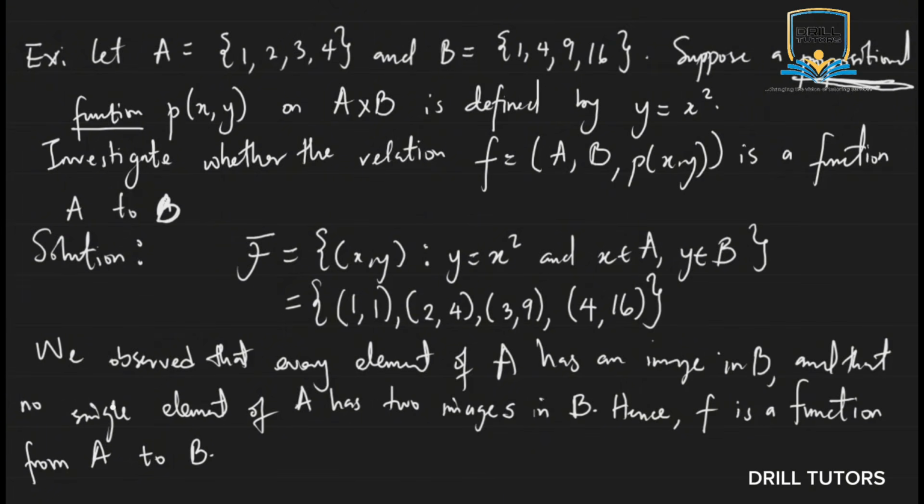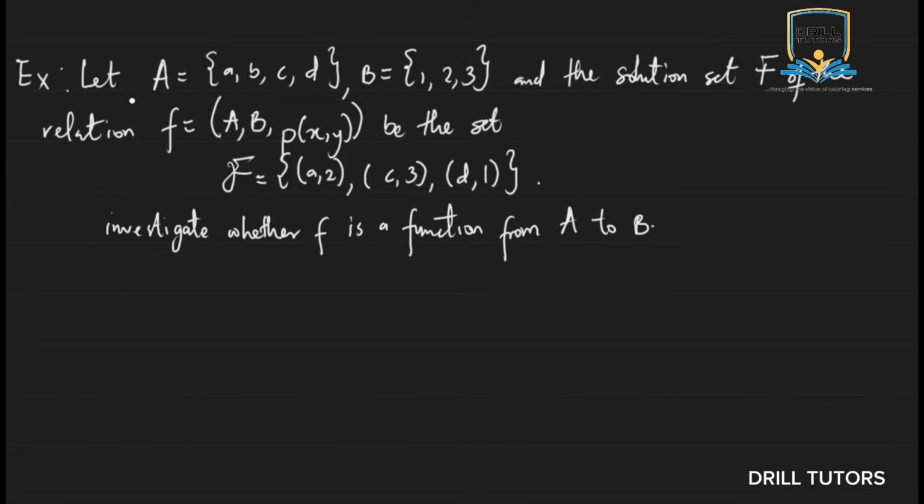Now, I'll give you a practice question, and I need you to solve it yourself. All right, the question says, let A be the set {a, b, c, d}, B the set {1, 2, 3}, and the solution set F of the relation F of A, B and the propositional function x, y be the set {(a, 2), (c, 3), (d, 1)}. Investigate whether F is a function from A to B. So, I need you to pause the video and solve this question.